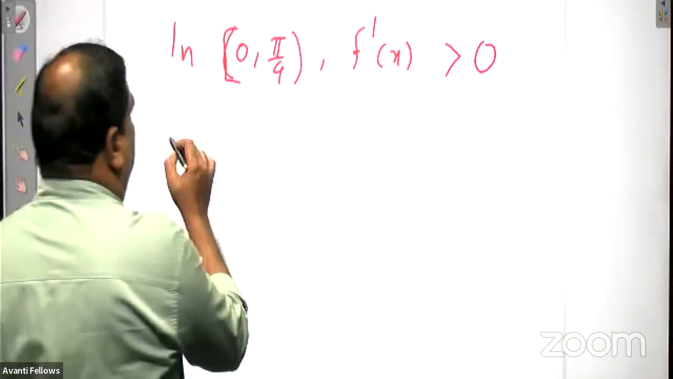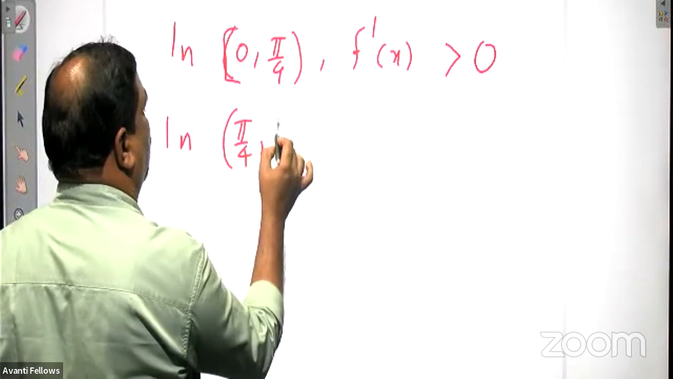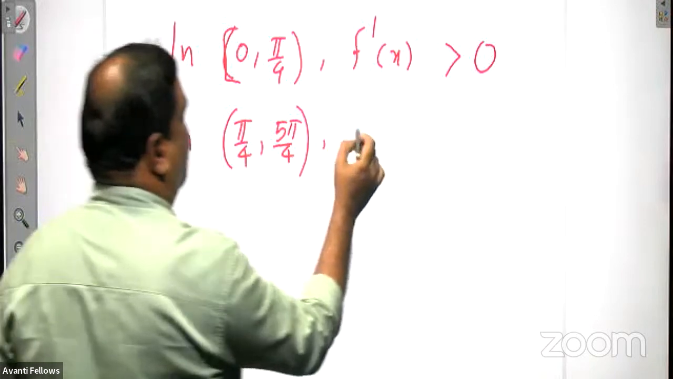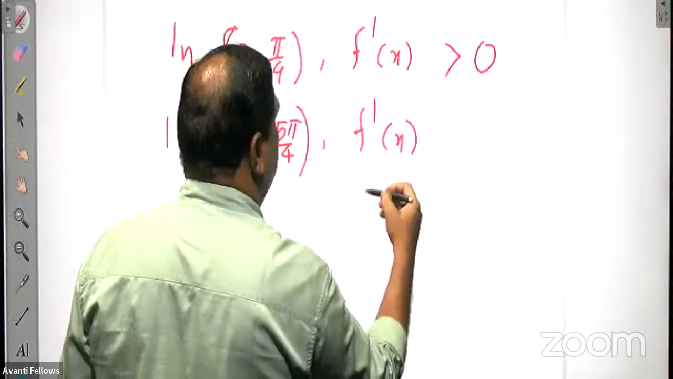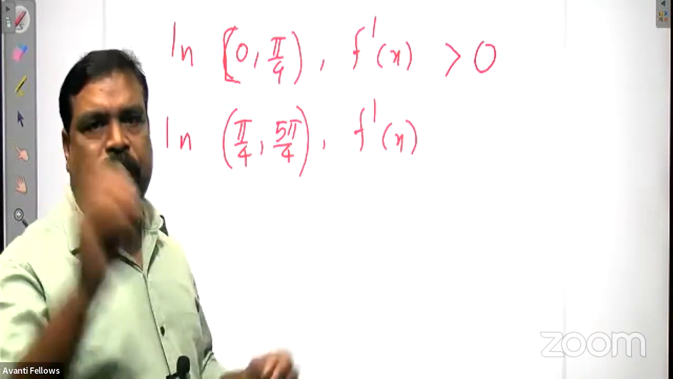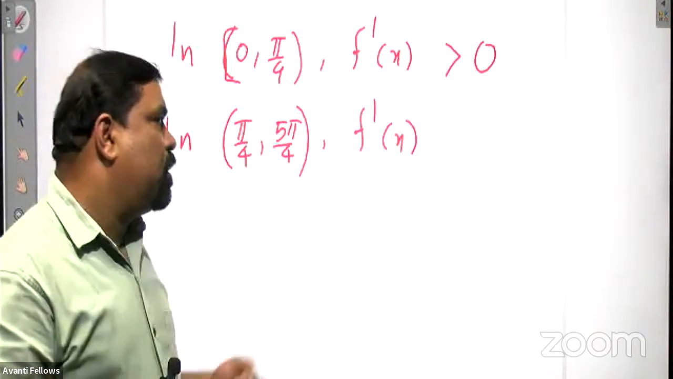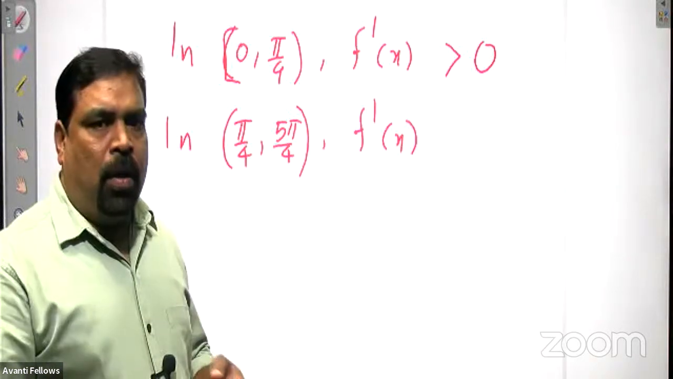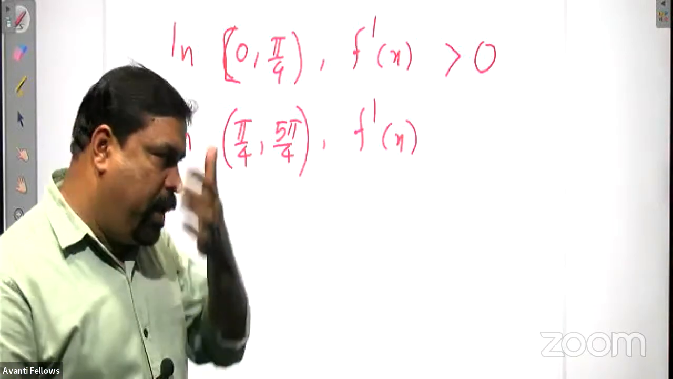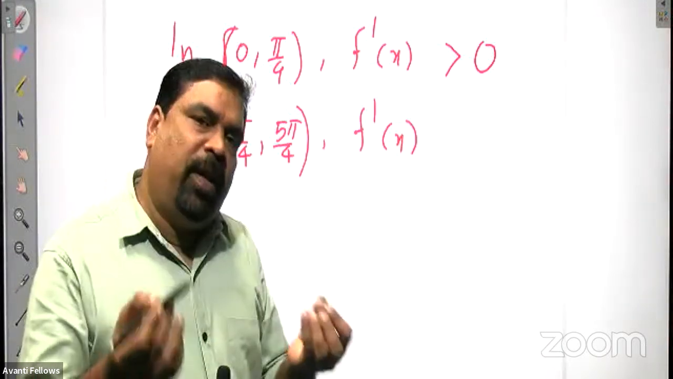Now the next interval is pi by 4 to 5 pi by 4. Again, we will see the sign of f dash x. F dash x is the same, cos x minus sin x. So how can we check the sign of f dash x in this interval, pi by 4 to 5 pi by 4? The same method, same idea. In between pi by 4 and 5 pi by 4, you take a particular value. That's better actually.